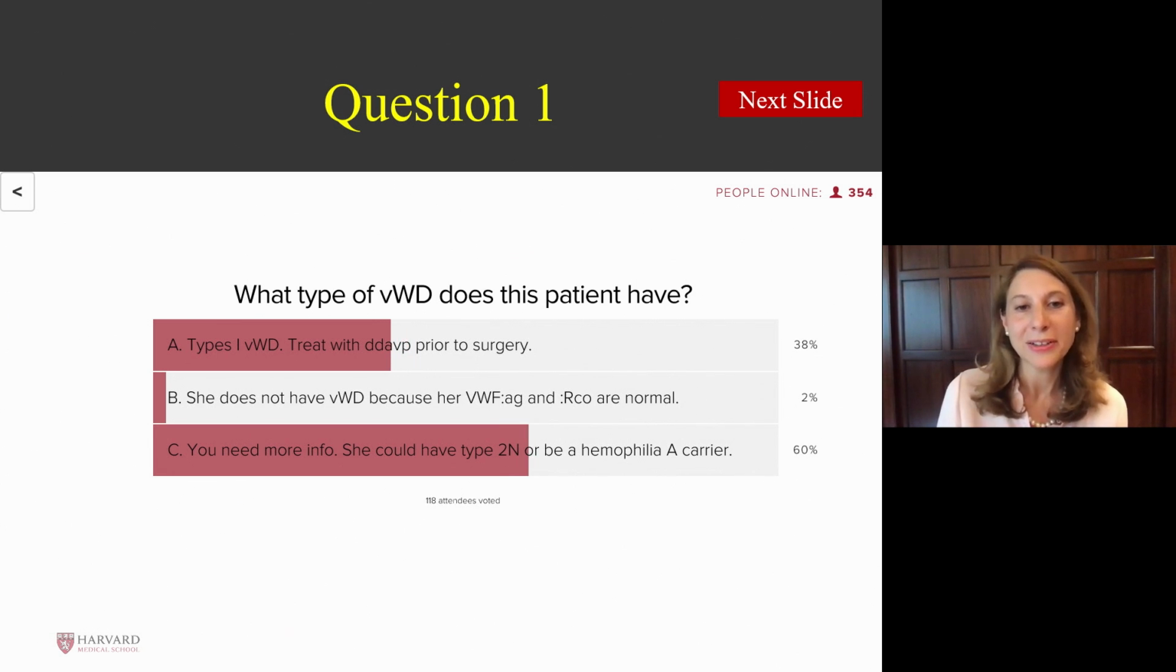All right. So there's still some people, I think, who are voting there. See the numbers going up. It's looking, though, like the majority is number C, which is you need more information. She could have type 2N or be a hemophilia carrier.